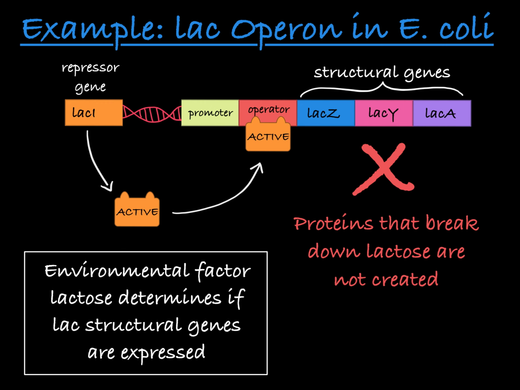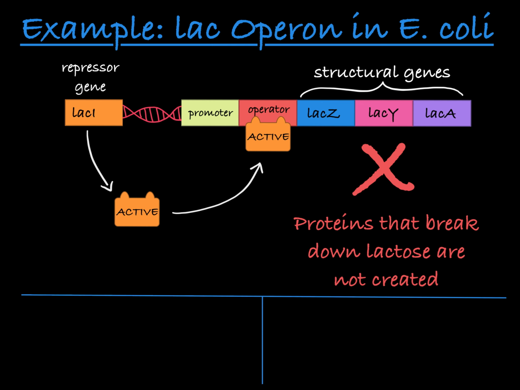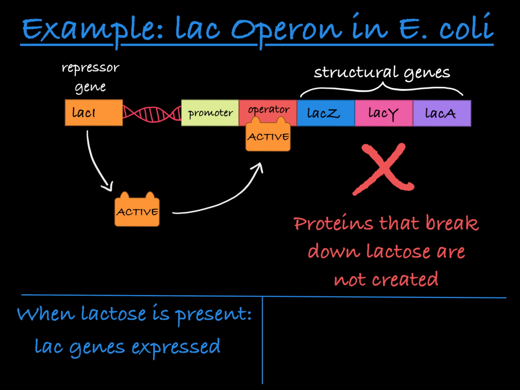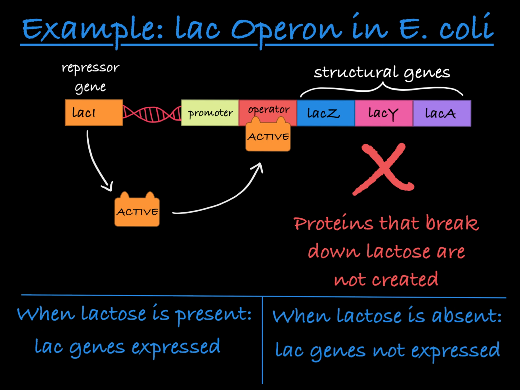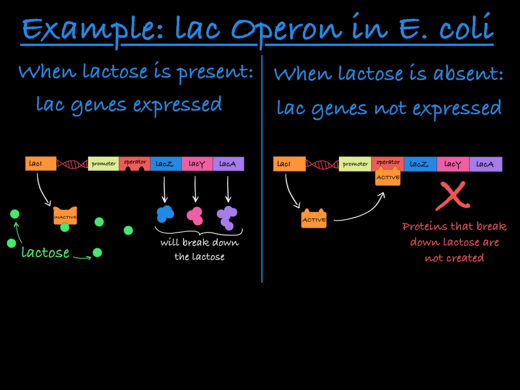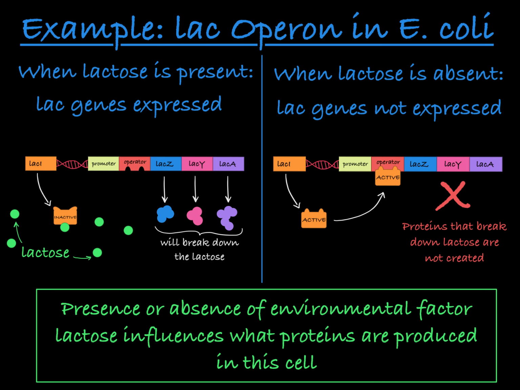In this case, the absence or presence of the environmental factor lactose dictates whether or not the genes of the lac operon are expressed. When lactose is present in the environment, the structural genes are expressed, and the absence of lactose will stop the genes from being expressed. There you have it. Adding or removing lactose from E. coli's environment can dictate whether or not it expresses the genes of the lac operon. The environment is altering gene expression and therefore what proteins the cell contains.